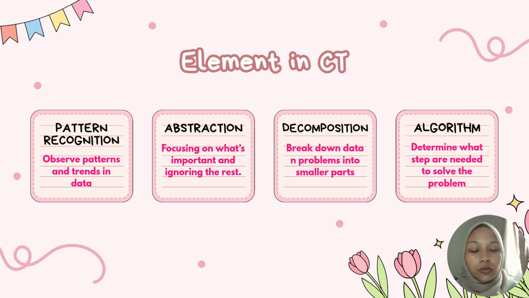Next is decomposition. What is decomposition? Decomposition is breaking down data and problems into smaller parts. By breaking a big problem into smaller parts, it is easier to solve it little by little. Next is algorithm. What is algorithm? Algorithm is determining what steps are needed to solve the problem. If we implement an algorithm in our activities, following the steps will help us do things the right way every time.